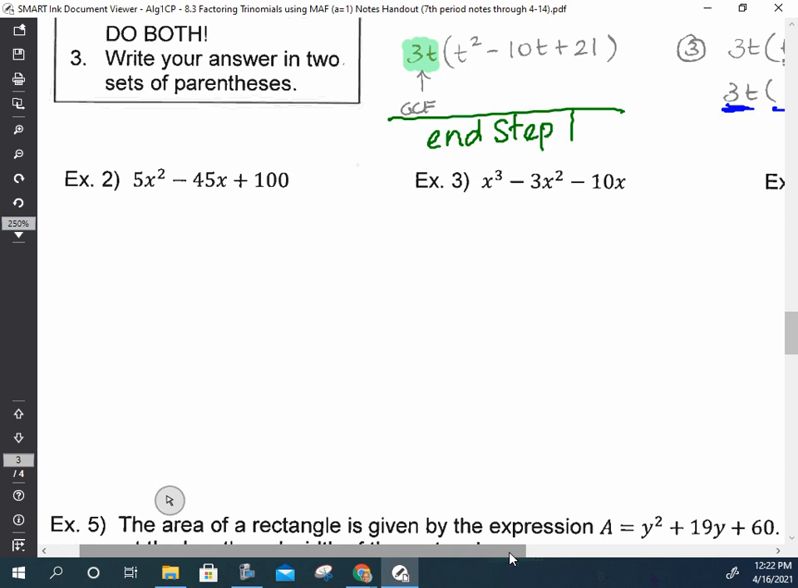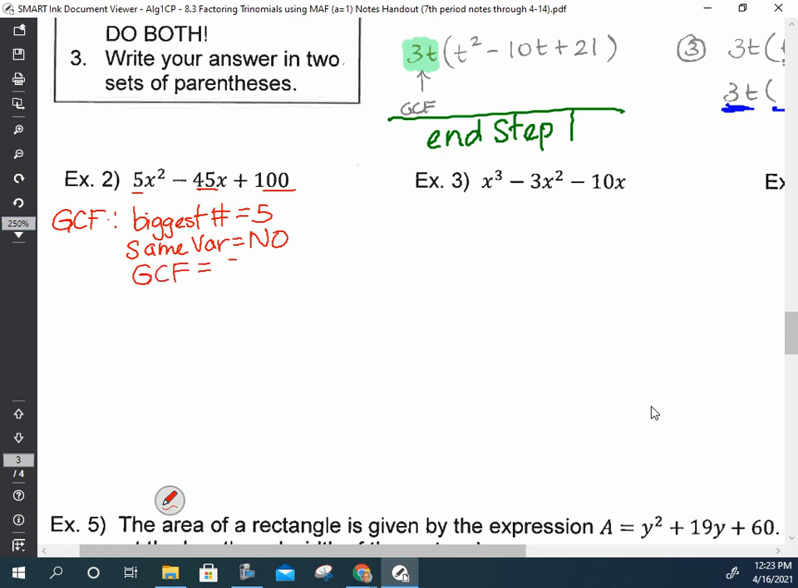We're doing the same 3 steps from up above. Same 3 steps. So look at the numbers first. What number can we divide out of each part? Each number, you can take out a 5. So the GCF, the biggest number, is 5. Can we take out the same variable? No. So your greatest common factor is 5.